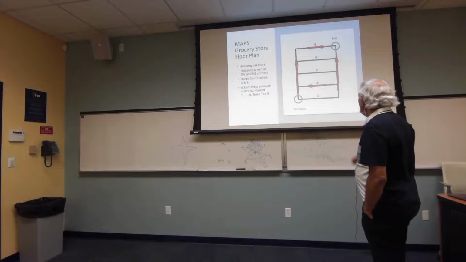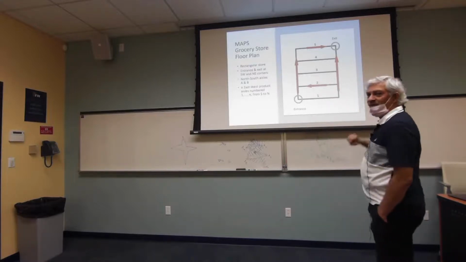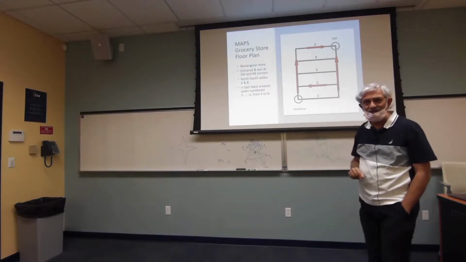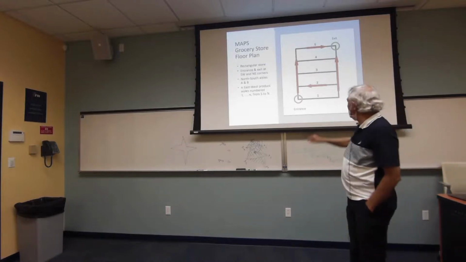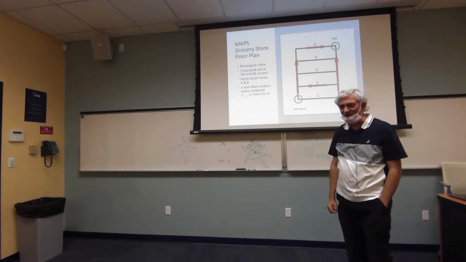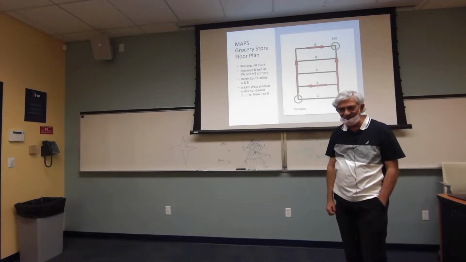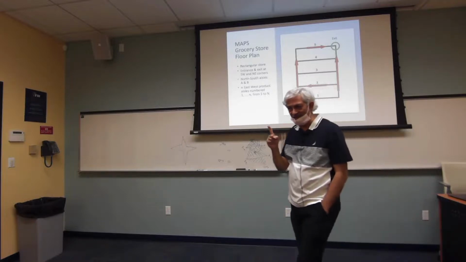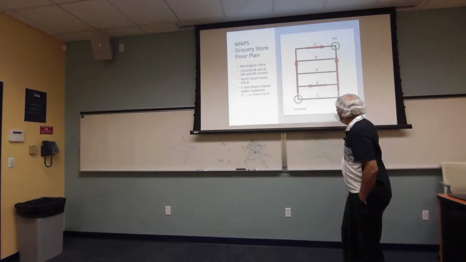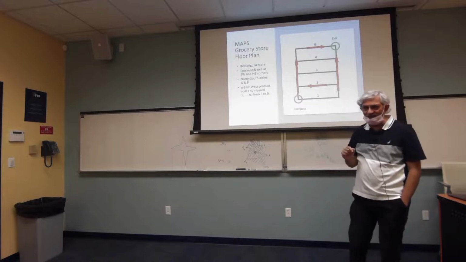If I flip 3 and 4, so 3 is now going this way and 4 is going that way, is that going to work? Then you can never go to 2 again because this aisle doesn't work anymore. You can't go down. So there's only one way. Is that clear? Because this right aisle, you can't come down on it.